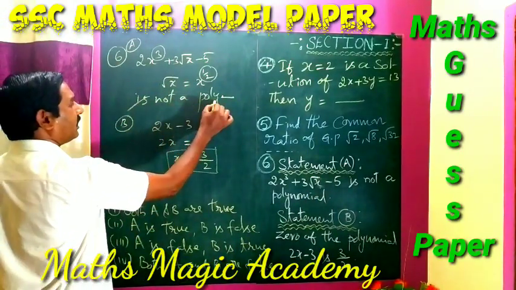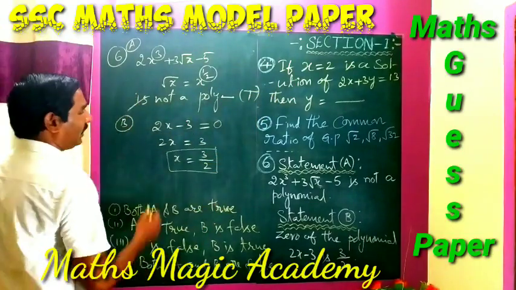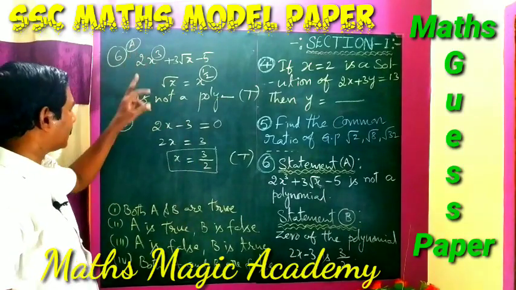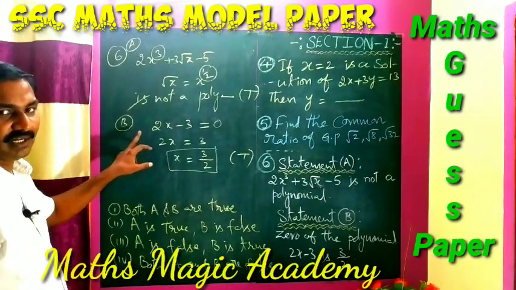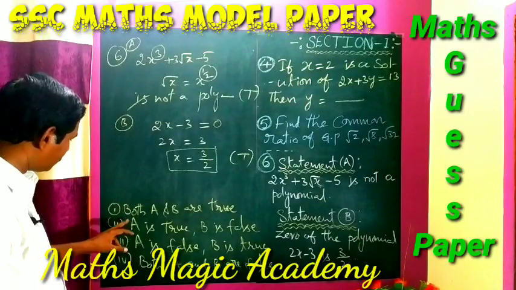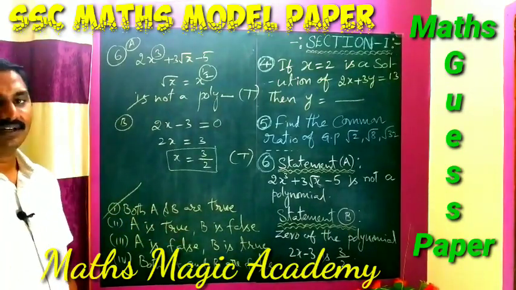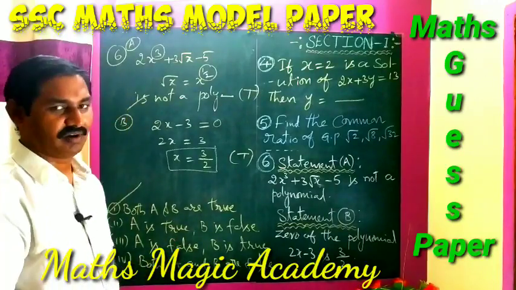Statement A, that it is not a polynomial, is true. And here also, statement B is true. That means both statement A and statement B are true. So where is the option? Both A and B are true. So the first one is correct and the remaining are wrong.